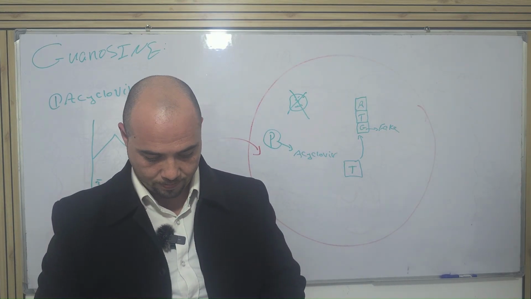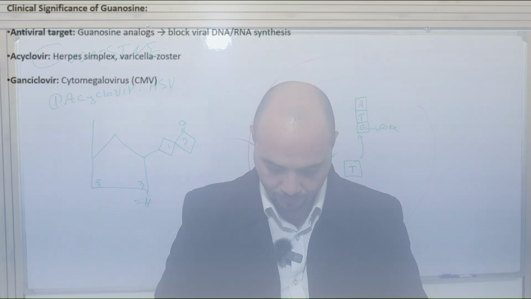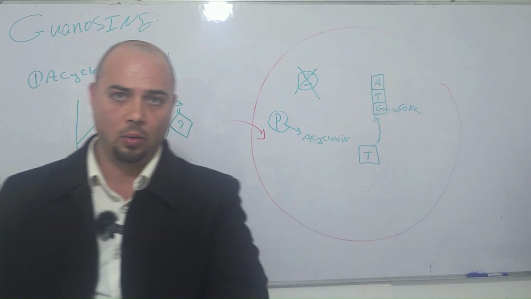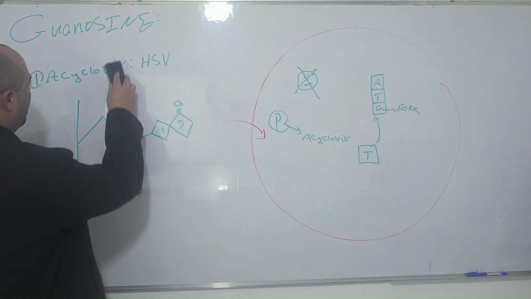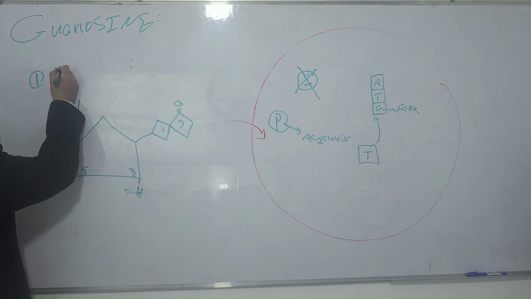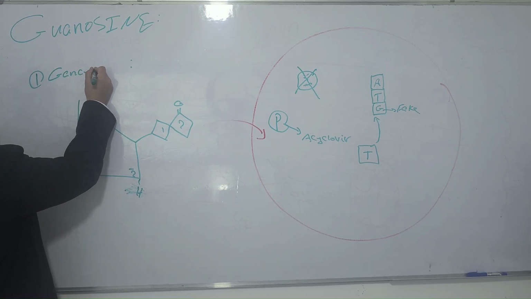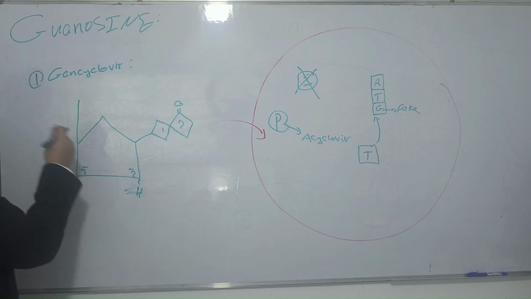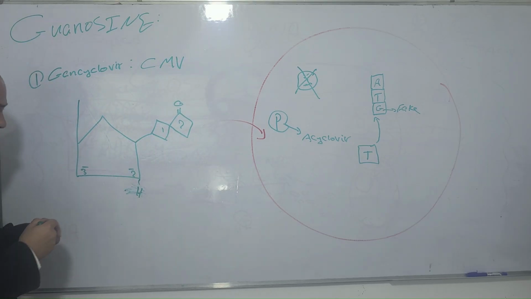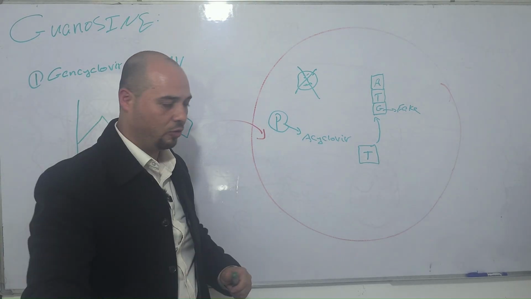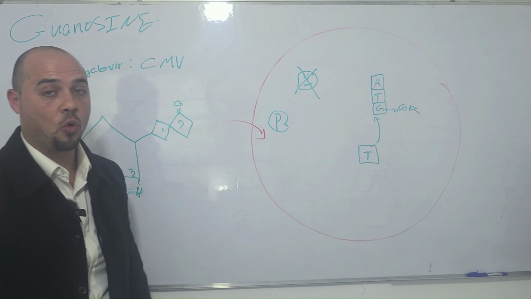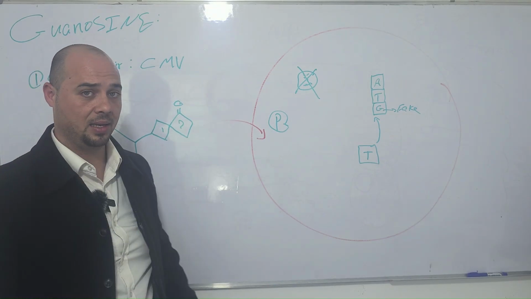Okay? Now, what's the other drug? Ganciclovir, right? Now, I'm not gonna redraw anything here. I'm just gonna move acyclovir and this, and I'm gonna put ganciclovir, right? Why? Because ganciclovir works on a virus called cytomegalovirus. Basically, cytomegalovirus is more resistant to acyclovir, and so they developed a new drug called ganciclovir, which has more potent activity against the cytomegalovirus.